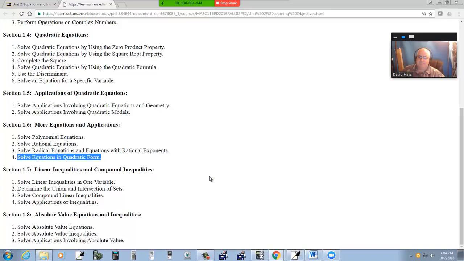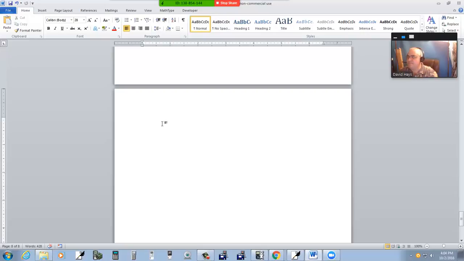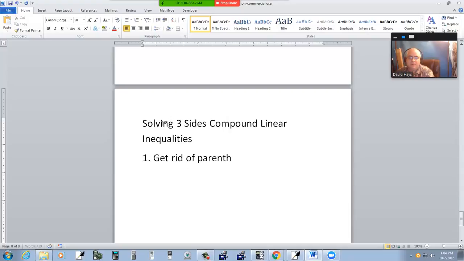And our next topic involves compound linear inequalities. So solving three-sided compound linear inequalities. Step 1. Get rid of parentheses. Step 2. Get rid of fractions. You do these the same way: distributive property, multiply everything by the LCM of all your denominators.